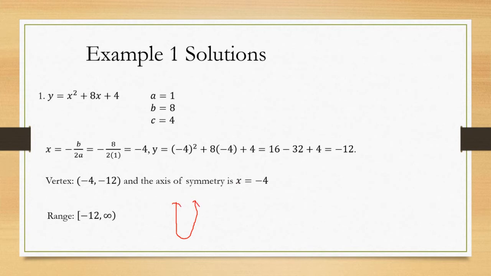As you can see, almost like a U without the tail. And we have these two arrows here. The vertex is down here, as you can see. And since it's opening upward, it's going to have to go from minus 12, the y coordinate of the vertex, up to infinity, as you can see.